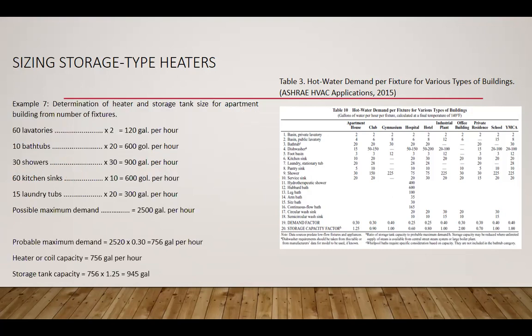Example 7. Determination of heater and storage tank size for apartment building from number of fixtures, 60 apartments. Apartment, ito on apartment. So laboratories is, wala. Ito, 2. Sabihin natin private, 2. So 120 gallons per hour. 10 bathtubs times 20 is 600 gallons per hour. 30 showers times 30 is 900 gallons per hour. Ito siya. Di ba? 15 laundry tubs times 20 is 300 gallons per hour.